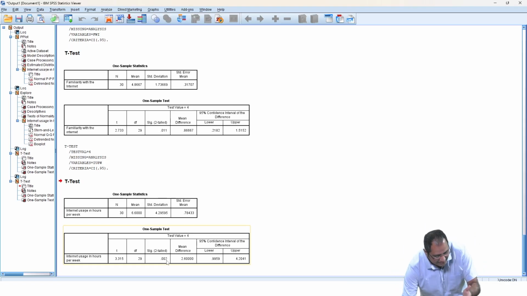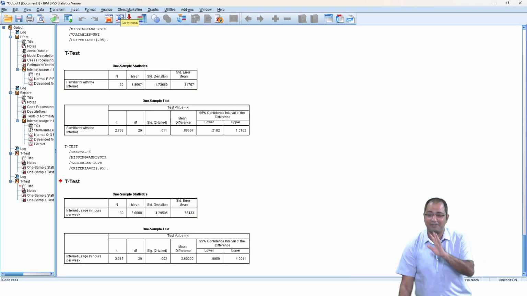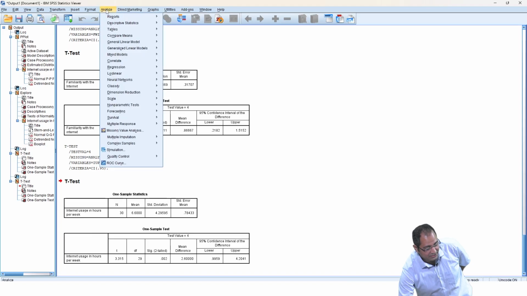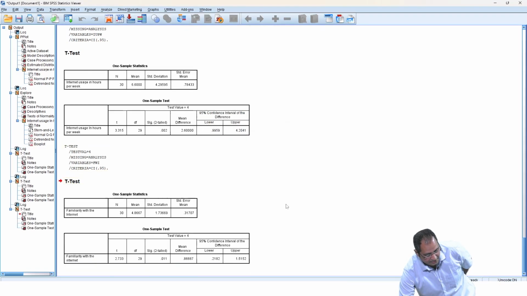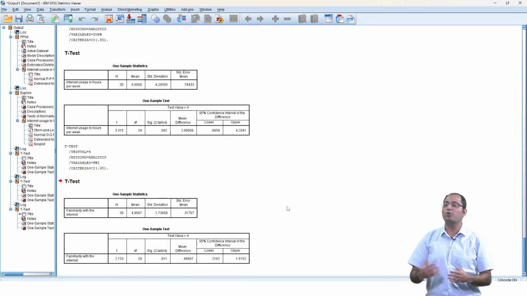Oh sorry, I did it with internet usage. I'm sorry, I have to do it with familiarity. Sorry. Previously, sorry, familiarity with 4, and okay. Yeah, so we are getting 0.011.